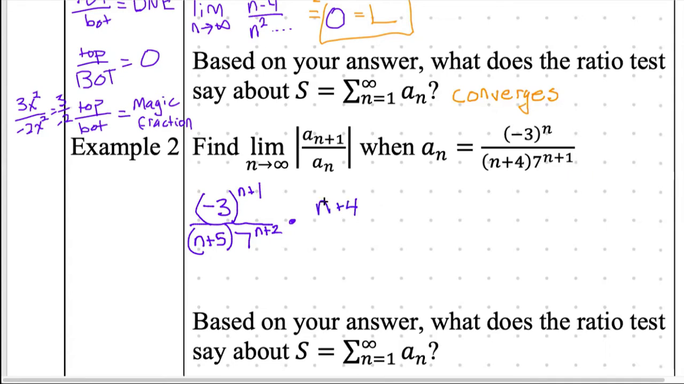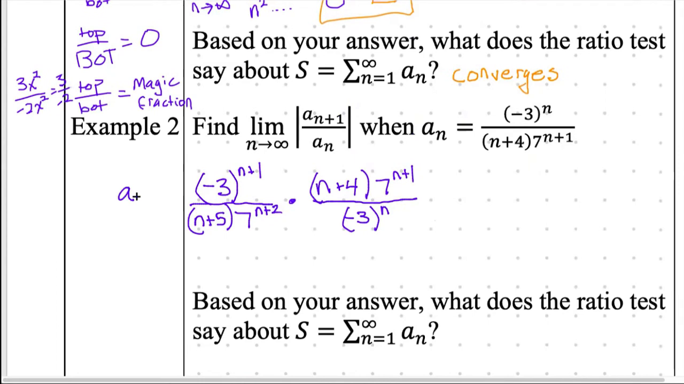n plus 4 times the quantity of 7 to the power of n plus 1. That's the numerator now. It used to be the denominator. And in the new denominator, we have -3 to the power of n. I just rewrite it, but flipped it. I saved a little bit of work. Oh, and by the way, to make this formal, I should be saying that I'm not taking the limit yet. I'm just finding what is a sub n plus 1, all of this divided by a sub n. That's what I'm working on.